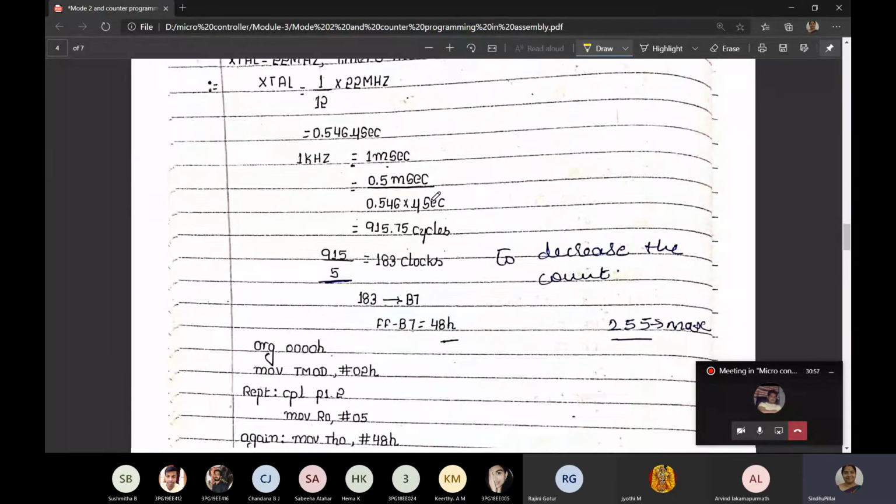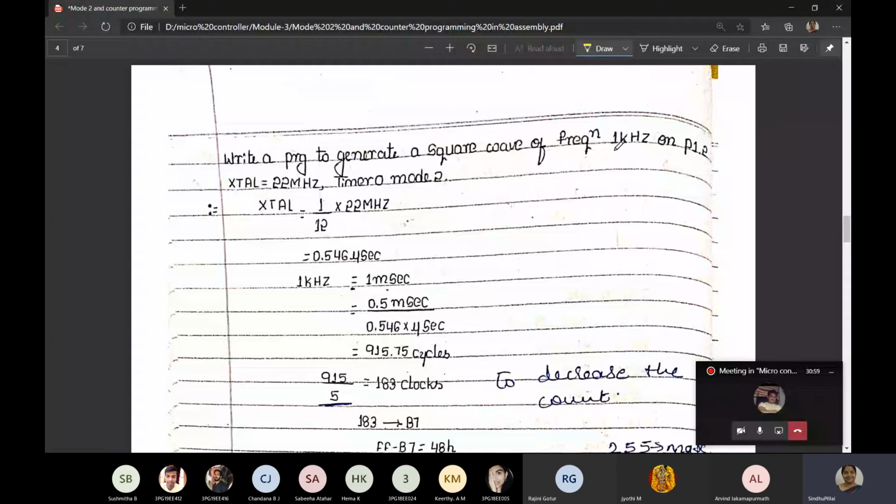Next, write a program to generate a square wave of frequency 1 kilohertz. See here, one important thing is they have given the frequency. They have not given the time period. Before this you have seen they had given 5 milliseconds, 3 milliseconds. They mentioned the time period of the half pulse, so we were taking it.